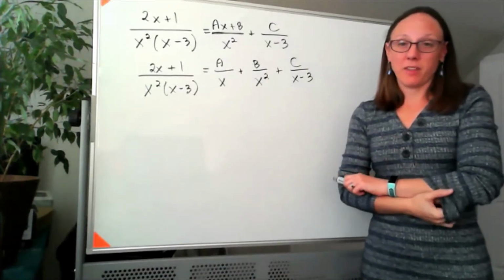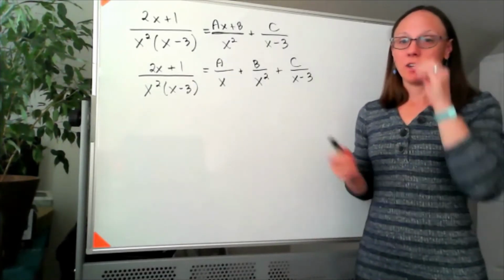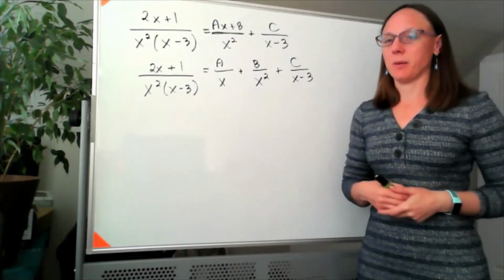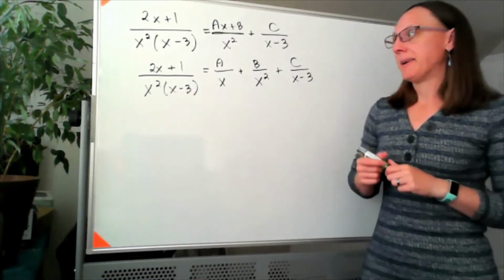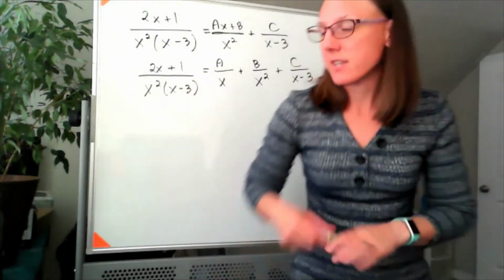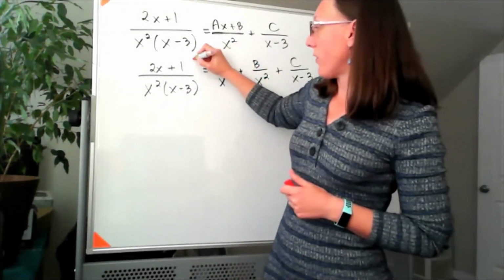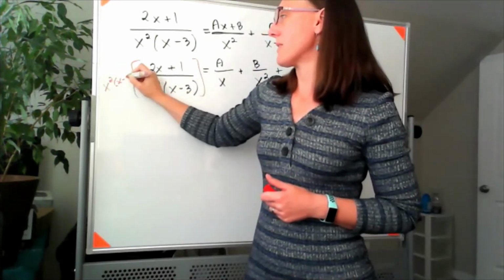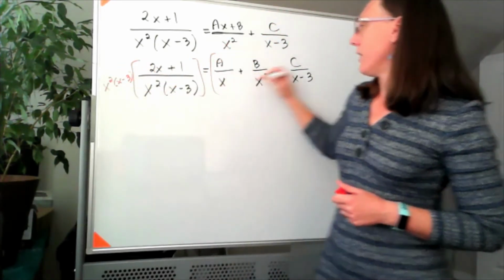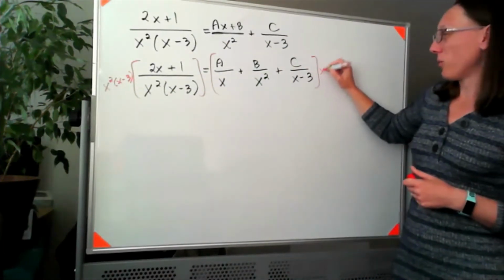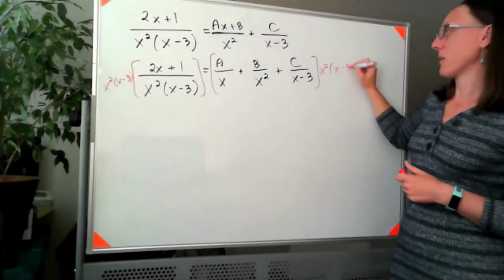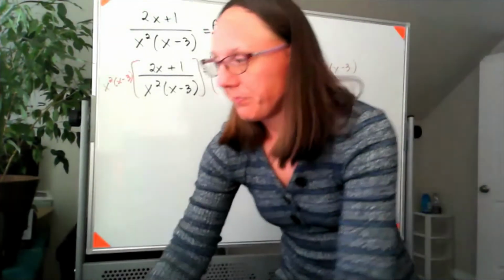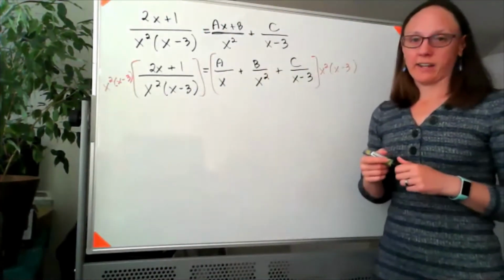I'm going to do the same thing that we did on the other problems, which is I'm going to multiply by the common denominator to eliminate all of the fractions. And I want to be careful when I do this. So the common denominator is x squared times x minus 3. And when we multiply by that x squared times x minus 3 and distribute it out, we just want to be careful on the right-hand side.